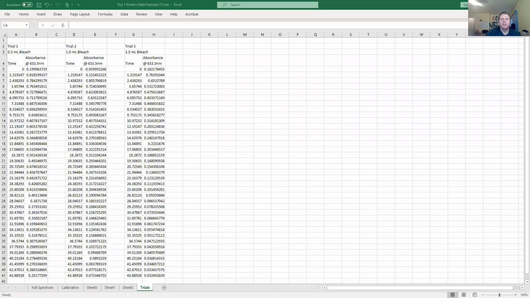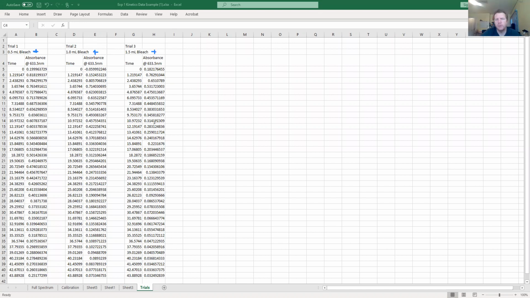So one of the things that makes working with our data a little bit challenging right off the bat, and I'm going to go ahead and share my screen so you're looking at the same thing that I am. This data right here, we have a total of 3 different trials, just like we did in lab yesterday. And these trials correspond to 0.5 milliliters of a bleach solution, 1 milliliter of a bleach solution, and 1.5 milliliters of a bleach solution.